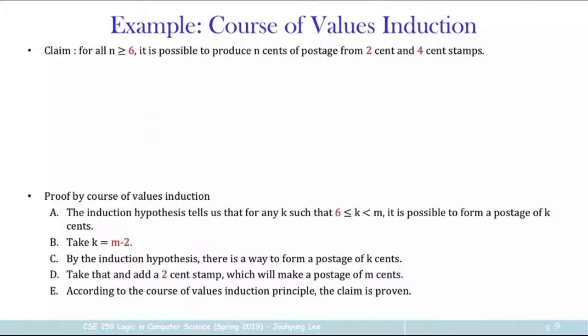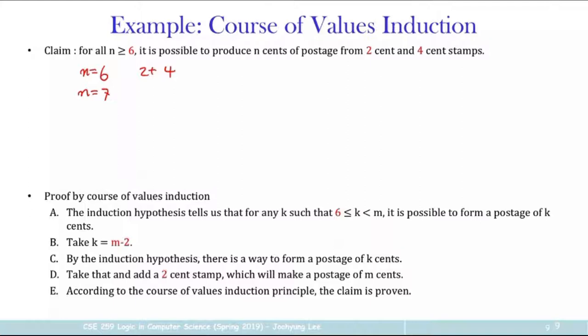So let's see, 6. How do we create 6? Yeah, you can have 2 plus 4 or 2 plus 2 plus 2, you can do that. Okay, so that may be fine. So you can create n equals 6, 2 plus 4, okay? So 1 2 cent stamp and 1 4 cent stamp. How about n equals 7?